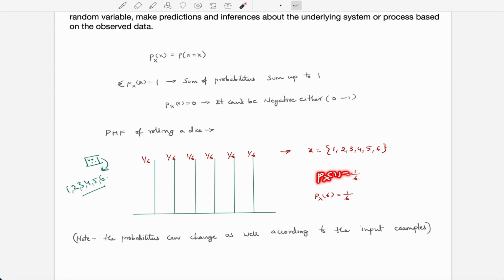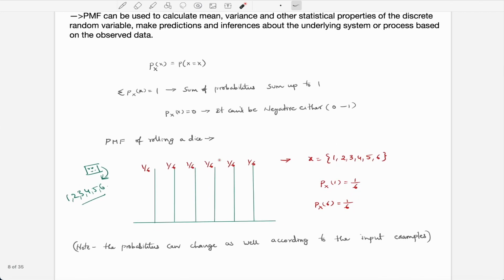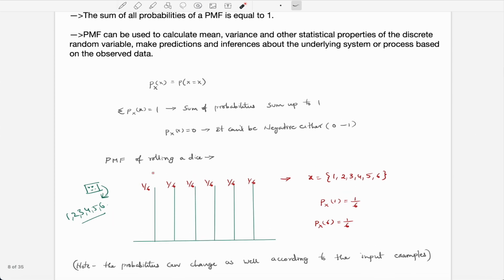We just simply calculate that. If we take the probability mass function of x when x is equal to 1, then it is 1 by 6, and the probability mass function of x when x is equal to 6 is also 1 by 6, right? So the probabilities can change as the input values change. It may be 1 by 6, but if I want to have a 2 twice, then it becomes 2 by 6, that is, 1 by 3. So it will change according to the input examples which we are given.